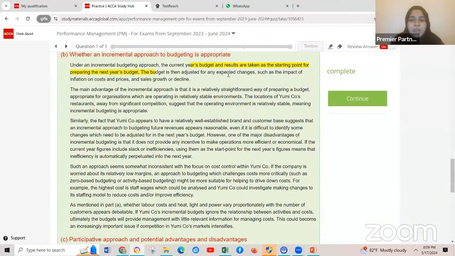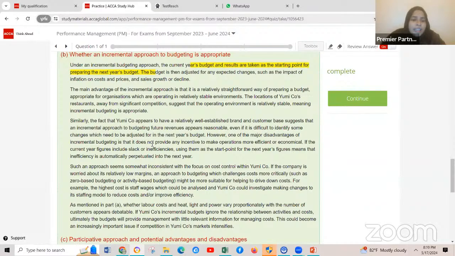Even if it is difficult to identify some changes which need to be adjusted for in the next year's budget. However, one of the major disadvantages of incremental budgeting is that it does not provide any incentive to make operations more efficient or economical, because you're always just thinking of increasing your budget, right? You're not trying to make things better. If the current year's figures have slack, meaning you're basing everything on last year's figures, and last year's figures had any problems, you're carrying them forward for the next year as well.